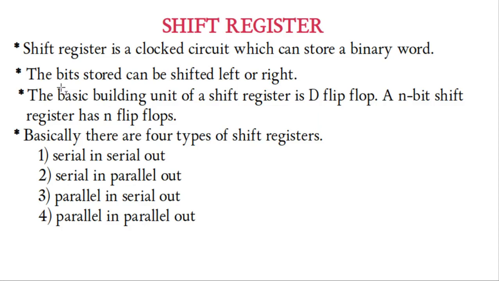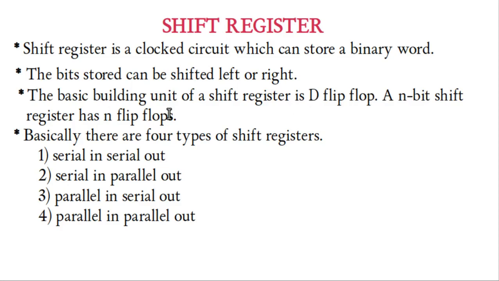The basic building unit of a shift register is a D flip-flop. We already know the functioning of a D flip-flop. It is basically a JK flip-flop in which its J and K terminals are connected together, but one input is given through a NOT gate, and that flip-flop produces output similar to its input. Its output will be the same as its input, but there will be a delay of 1 clock pulse. That's a D flip-flop, and D flip-flops are used here to construct a shift register. An n-bit shift register has n D flip-flops.